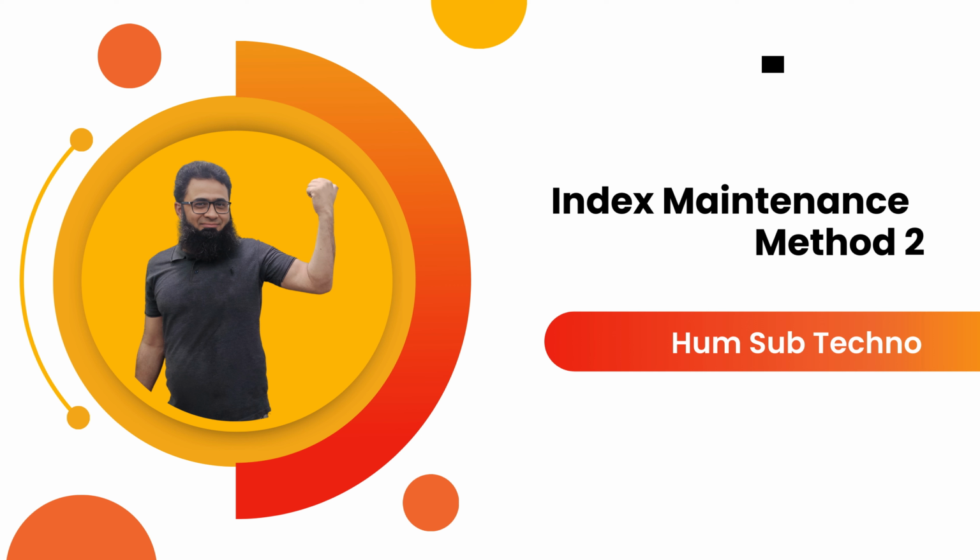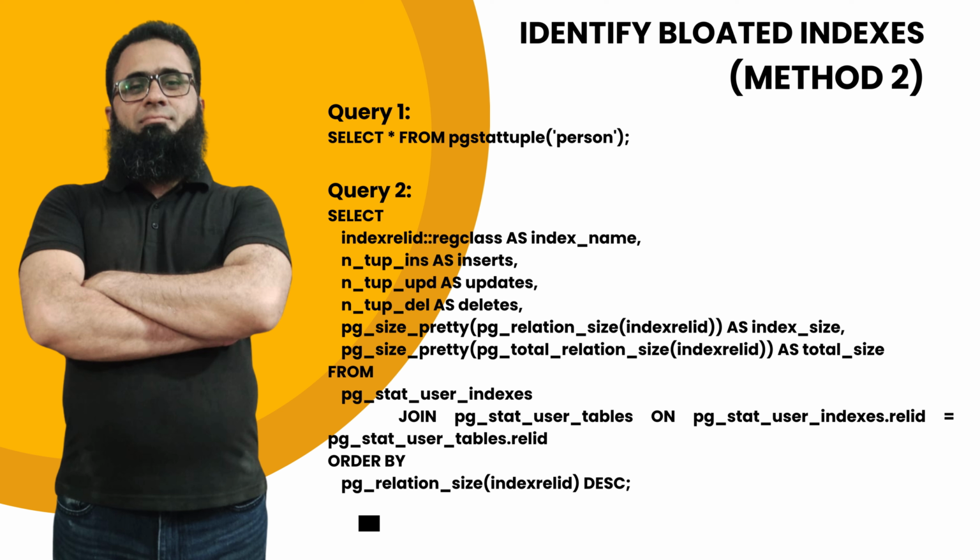In this video, I am going to teach you about index maintenance of Postgres database by the use of method 2. In this method, we will find out the bloated index by the use of some extension. So first we create an extension in Postgres database and then execute a select statement to find out the bloated index. After that we will reindex this bloated index.